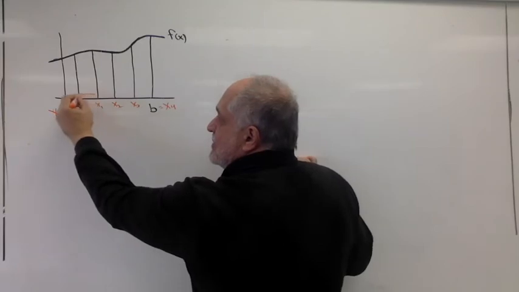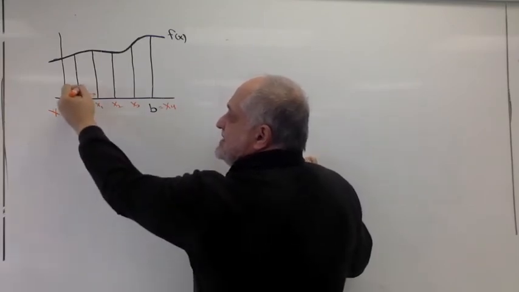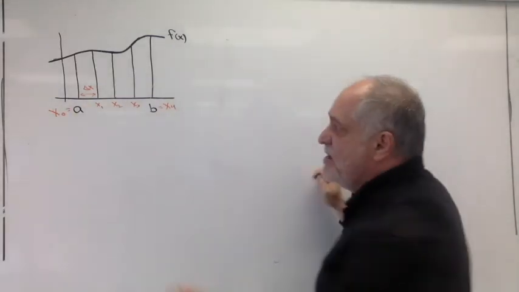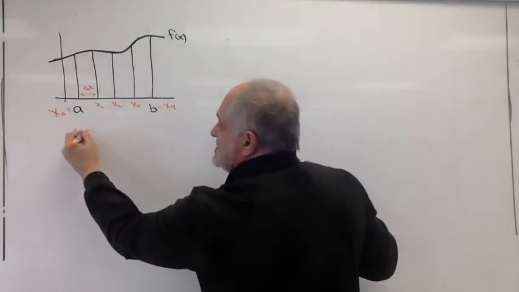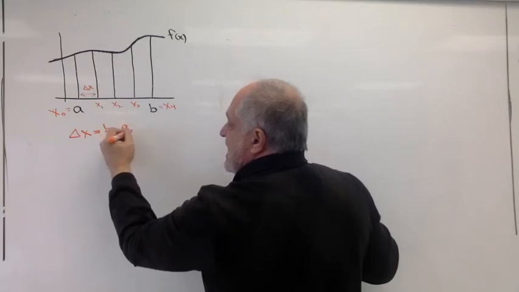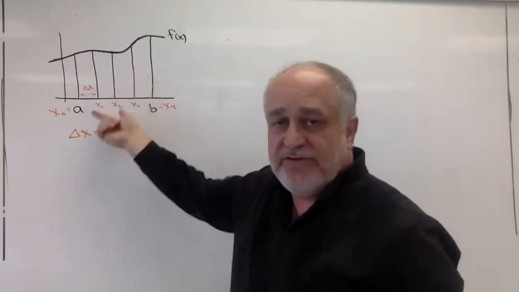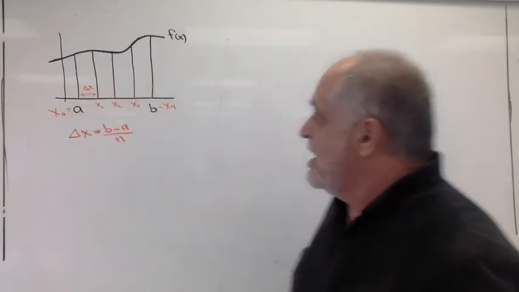The distance across of all these is delta x. And if all of these partitions are the same, what you end up with is delta x is equal to b minus a over the number of partitions you have. Basically, here to here, and you divide it. How many do you want?